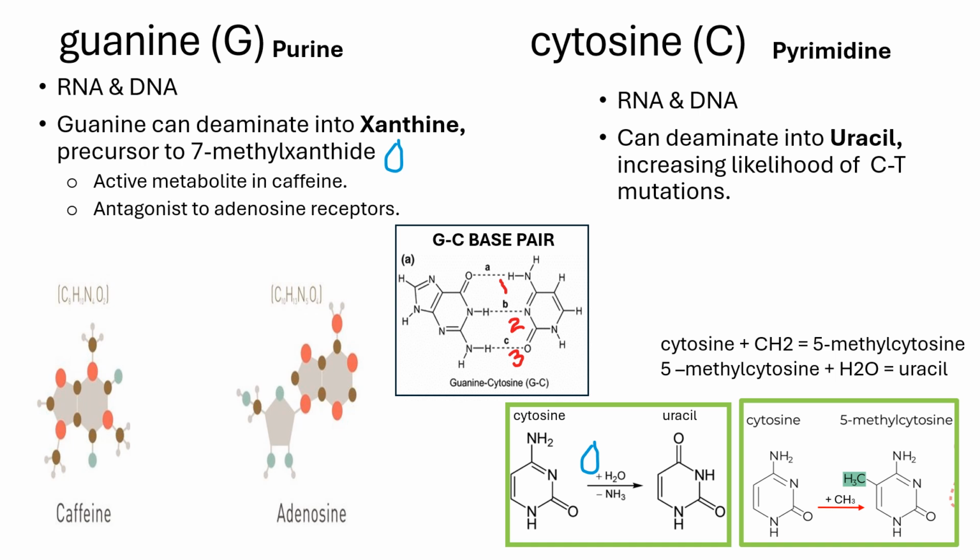Cytosine, or cytidine monophosphate, is found in RNA and DNA. It can deaminate to become uracil, which will increase the likelihood of C to T mutations. And then you can see here that cytosine plus a methyl group is equal to 5-methylcytosine. 5-methylcytosine plus H2O becomes uracil. So it'll just be a hydrolysis reaction.